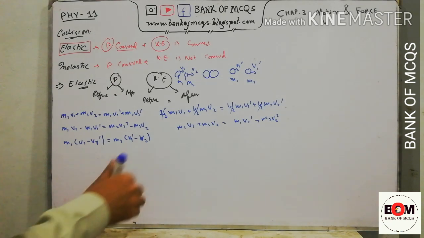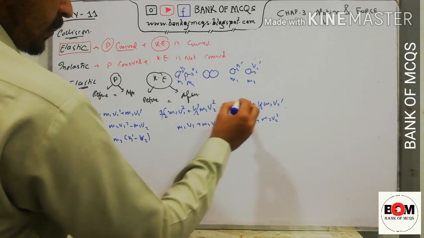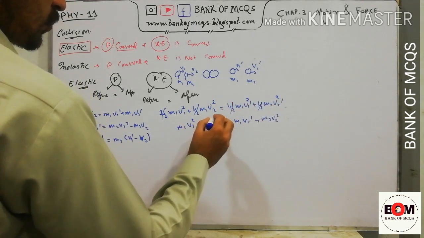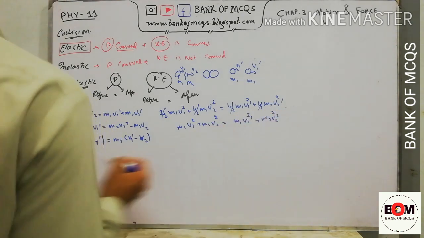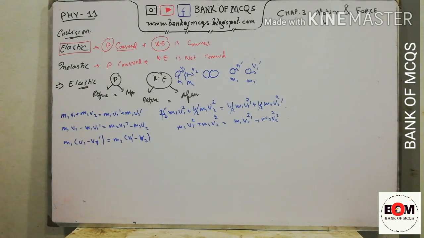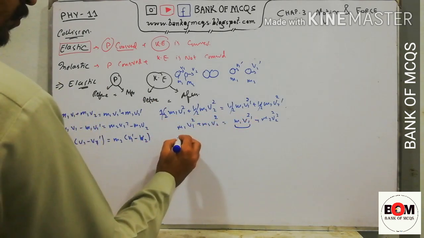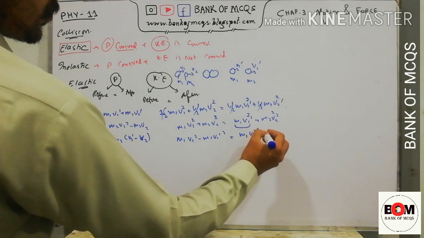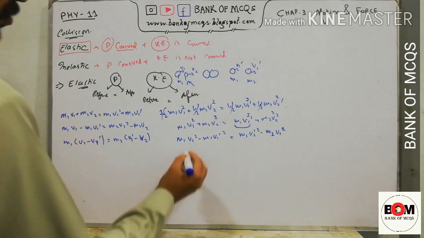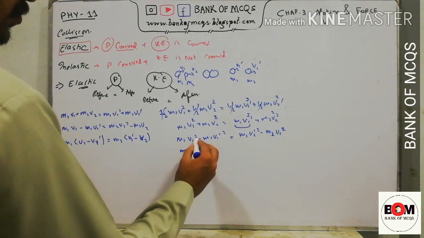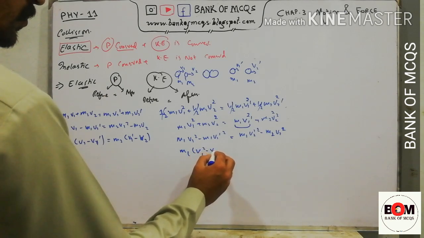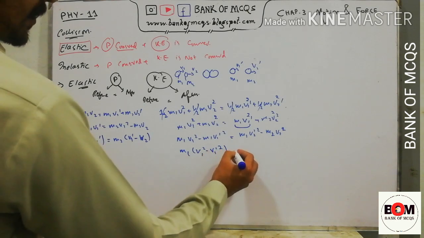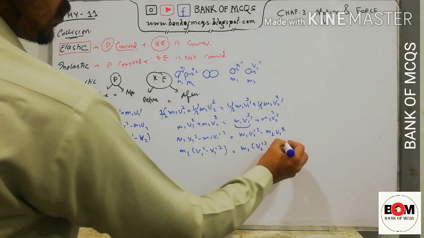Now, kinetic energy is equal to half m v square, so we get squares. So m1 v1 square plus m2 v2 square is equal to m1 v1 dash square plus m2 v2 dash square. Writing it on the left side, m1 v1 square minus m1 v1 dash square is equal to m2 v2 dash square minus m2 v2 square. Taking m1 constant, we get v1 square minus v1 dash square, and m2 times v2 dash square minus v2 square.